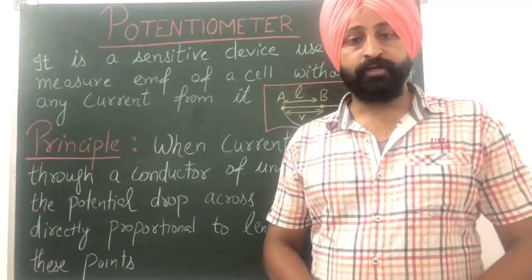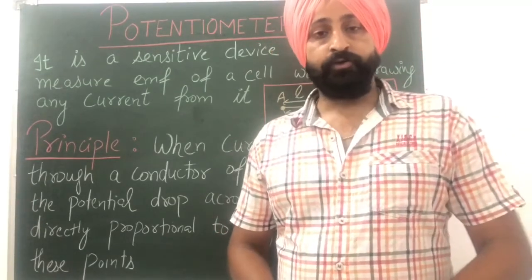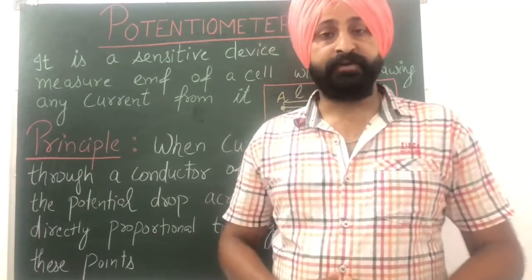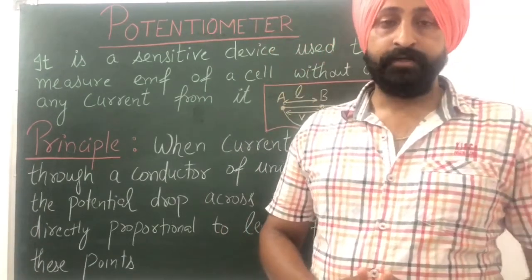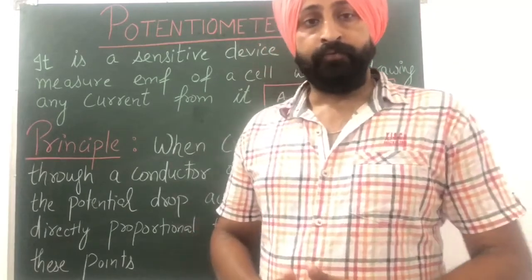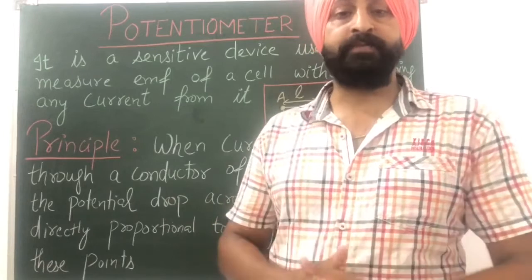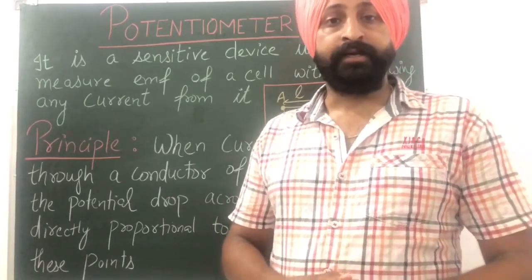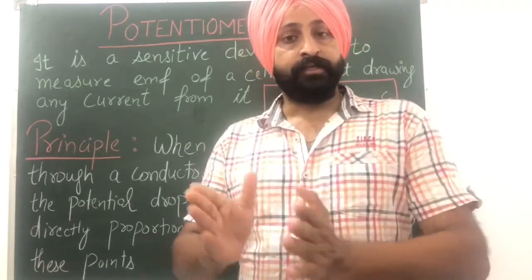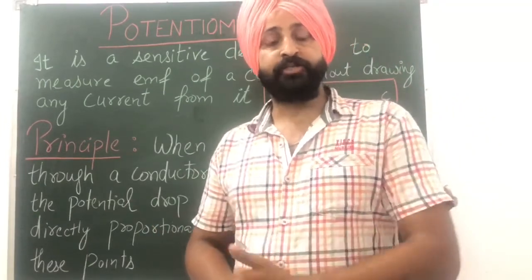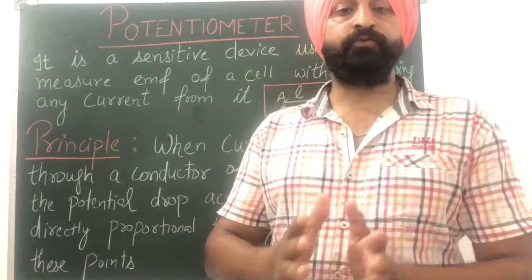Hello, good morning students. In this video, we will be studying about potentiometer. See, potentiometer is a device which is used for a number of applications. For example, it is used for measurement of EMF of any cell. It is also used to measure the internal resistance of a cell. We can also use this potentiometer to compare EMF of two cells.